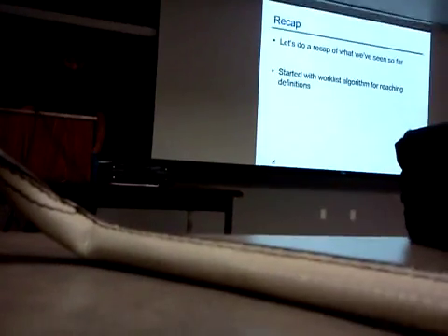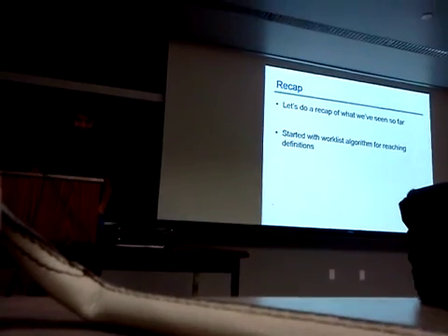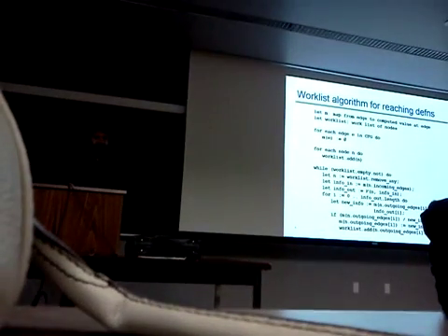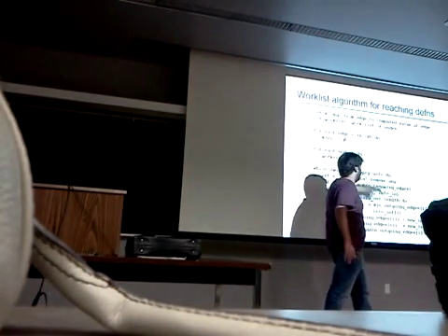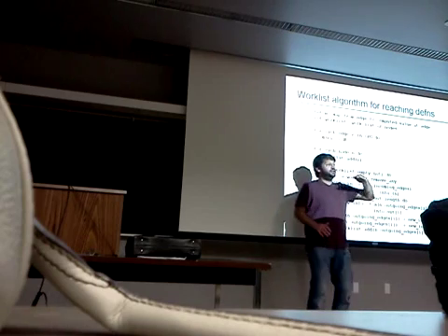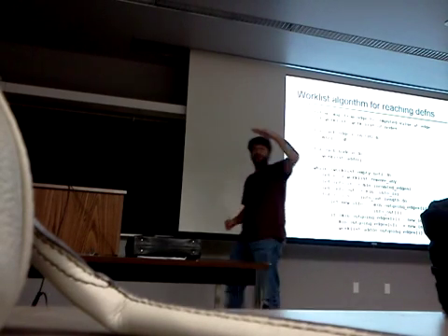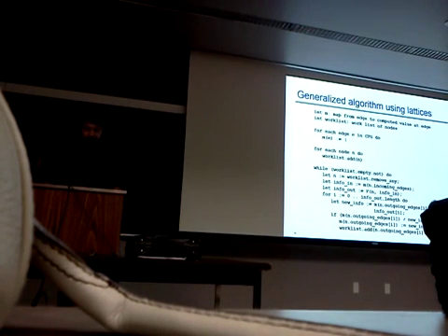Let me just do a quick recap. We started with the worthless algorithm for reaching definitions, which is what we wrote down. We had an empty set here and a union here. We put this union here to make sure that the information keeps monotonically increasing so that we reach termination. Then we generalized the algorithm to lattices, so we put this bottom and this information here. Now this algorithm is generic. It's going to work on any kind of lattice, and the lattice can have various kinds of information, so it's much more generic.